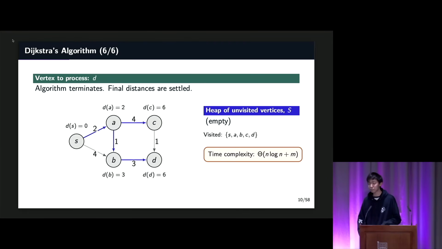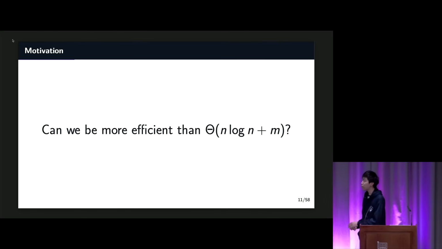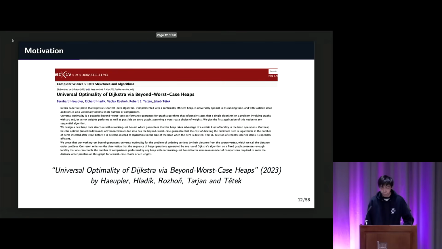But there's always some researchers who are just not satisfied. The natural question that they ask next is, can we do better? Can we be more efficient than n log n plus m? And really, many researchers have made efforts over the past 60 years or so to try to beat Dijkstra's algorithm in one way or another.